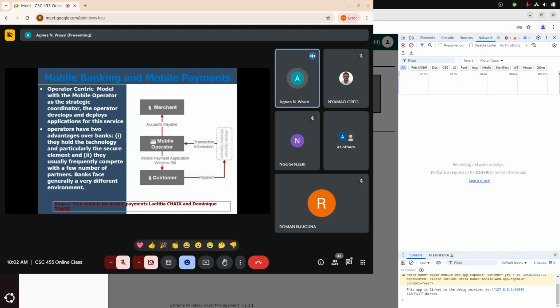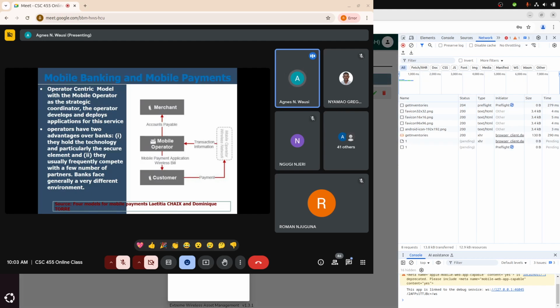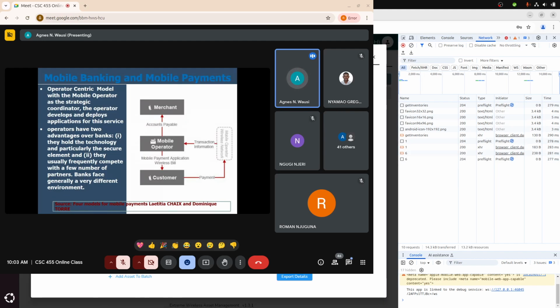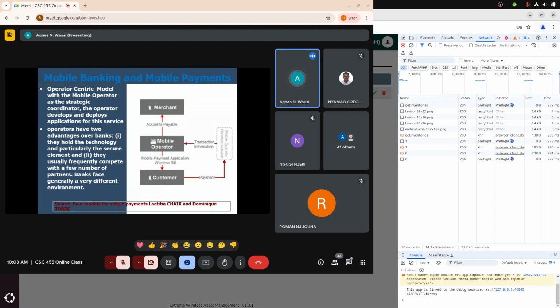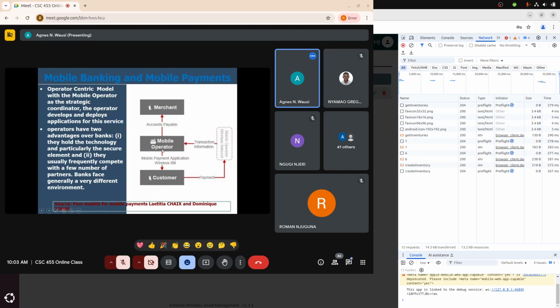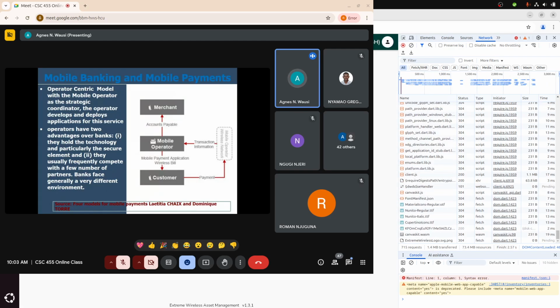And here we see a schematic diagram where you have the operator-centric with the mobile operator being the strategic coordinator, where the operator develops the applications and deploys those applications for the service. And this is where you have the mobile operators being able to provide that for you. And so they have the merchant. The merchant is the person you're actually paying. And it means they have created a till number or a pay bill number with the operator and all those other things.